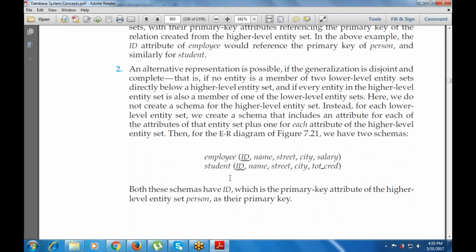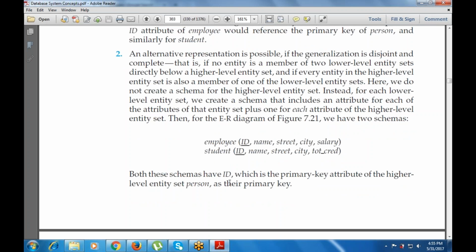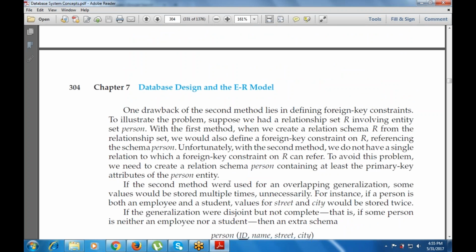Both these schemas have ID, which is the primary key attributes of the low level or high level entity set person as their primary key. One drawback of the second method lies in defining foreign key constraints. To illustrate this problem, suppose we had a relationship set R involving the entity set person.